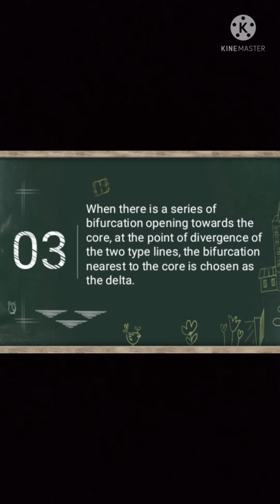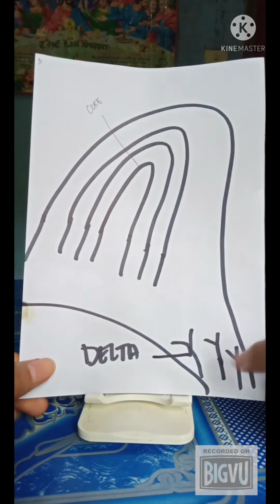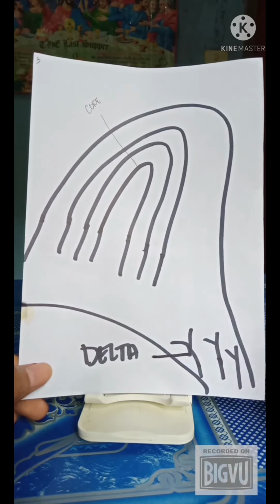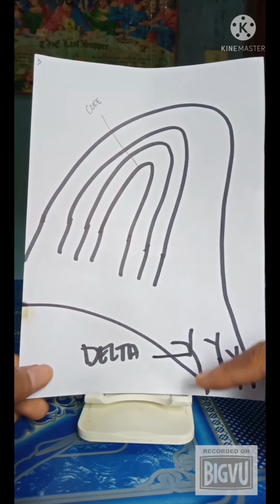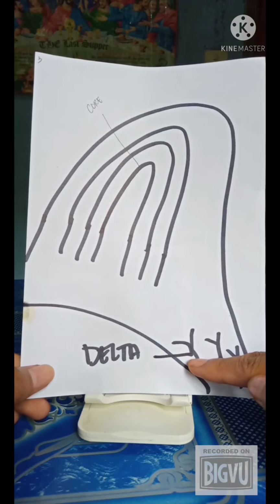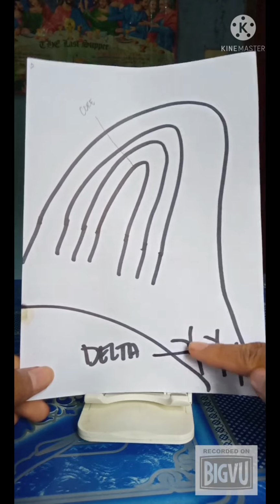Rule number 3: when there is a series of bifurcations happening towards the core, at the point of divergence of two type lines, the bifurcation nearest to the core is chosen as the delta. In rule number 3, we have here a series of bifurcations. So let's say there are 3 bifurcations here, here. So we're going to choose the bifurcation that is nearest the core as the delta. So this one is the nearest to the core. So this one is our delta.